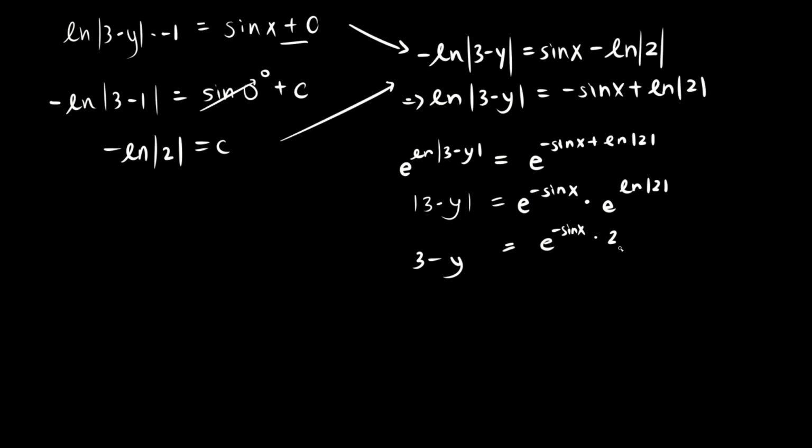Now we just need to move 3 to the other side, so this becomes this expression minus 3, and multiply everything by negative 1 to get y is equal to 3 minus 2 times e to the negative sine x power.